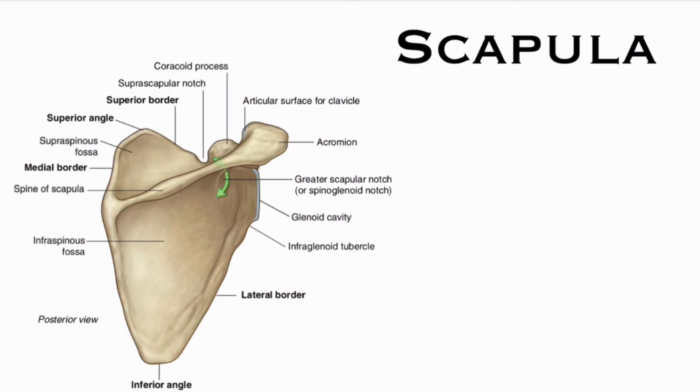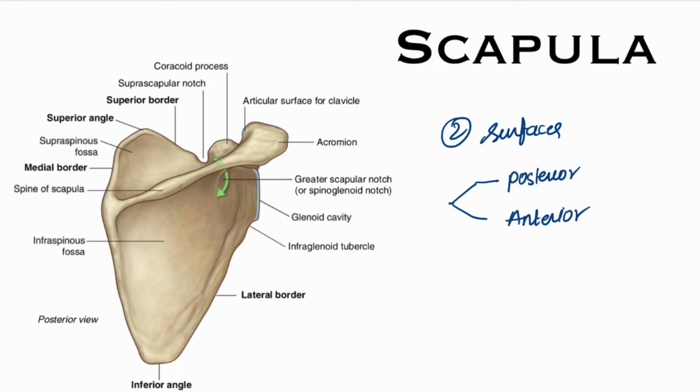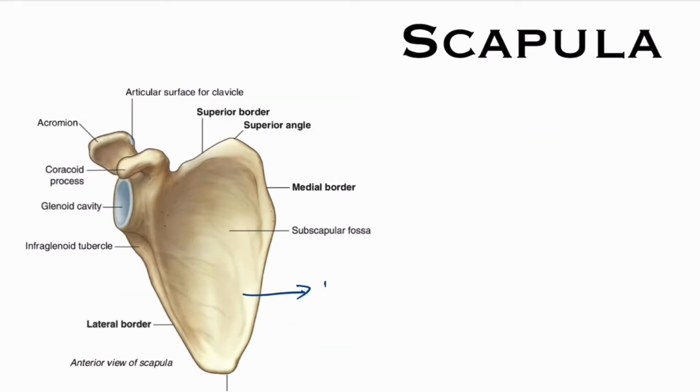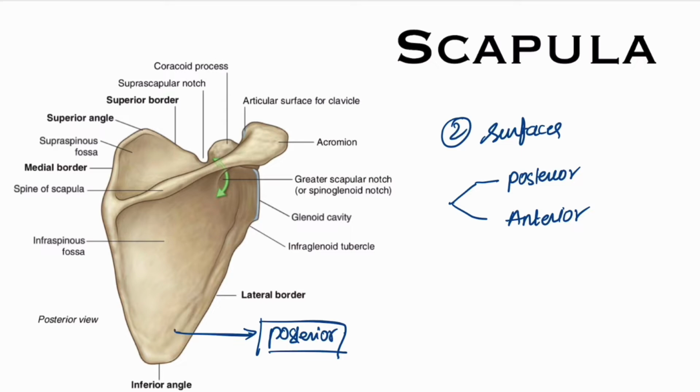Now let us look at the scapula. We have two surfaces. They are the posterior surface and the anterior surface. This here in the diagram is the posterior surface. And now let us look at the anterior surface. This is the anterior surface. This is the anterior view of the scapula and this is the posterior view of the scapula.